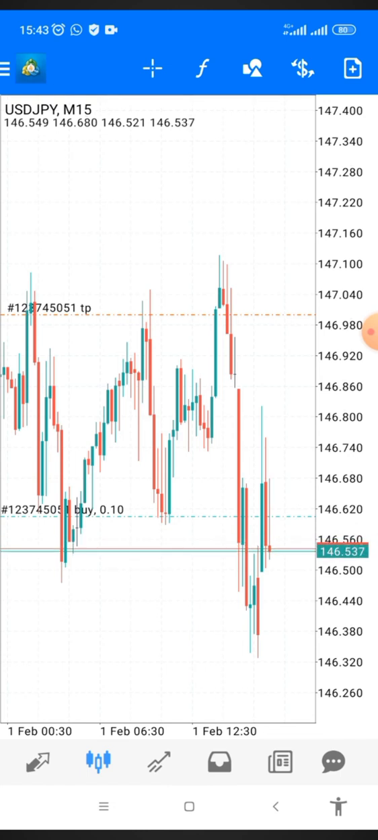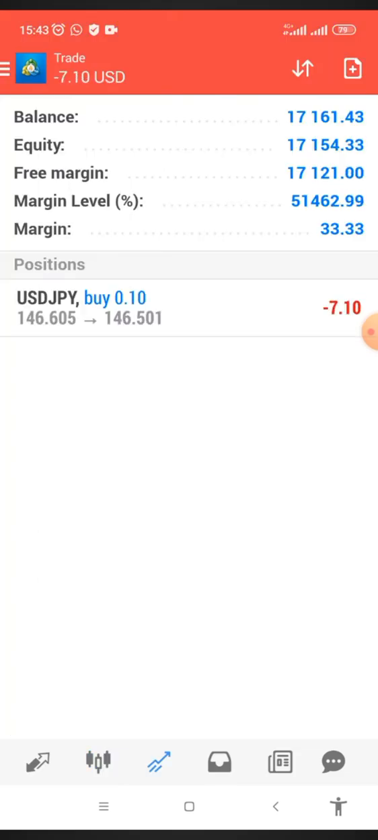If the signal is a sell, you will do just the opposite. If it is a buy, you do just what we have done right now. So simple, so easy. Now, if you go back to the trade area, you see that the trade is still running. Now it's against you.